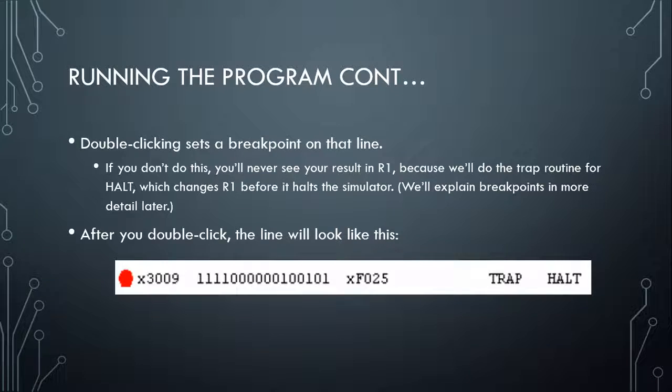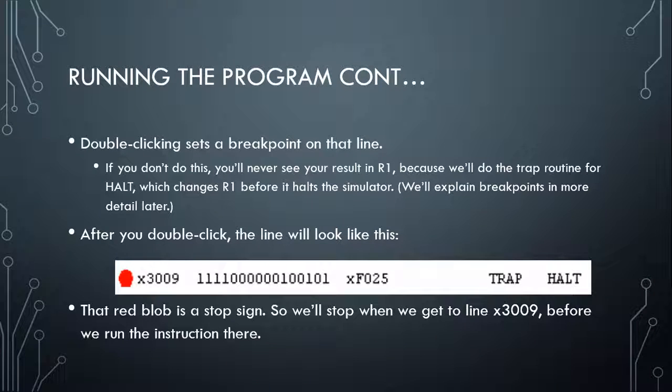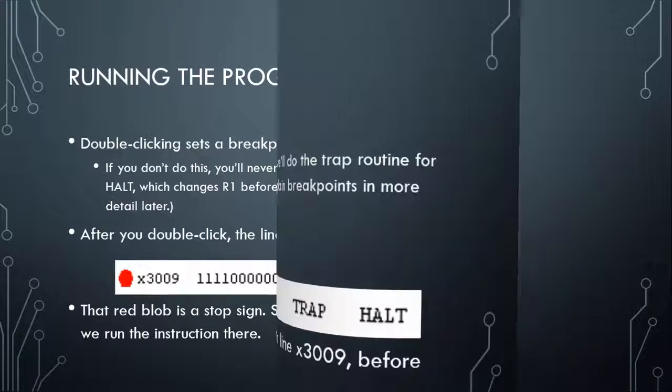After you double click the line, of course, it's going to look like that. The little red circle appears there. That red blob is a representation of a stop sign. So we get to line 3009 before we run any instruction there.